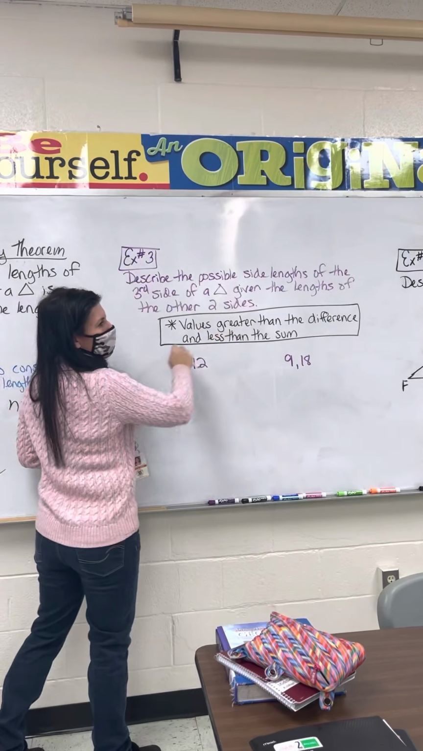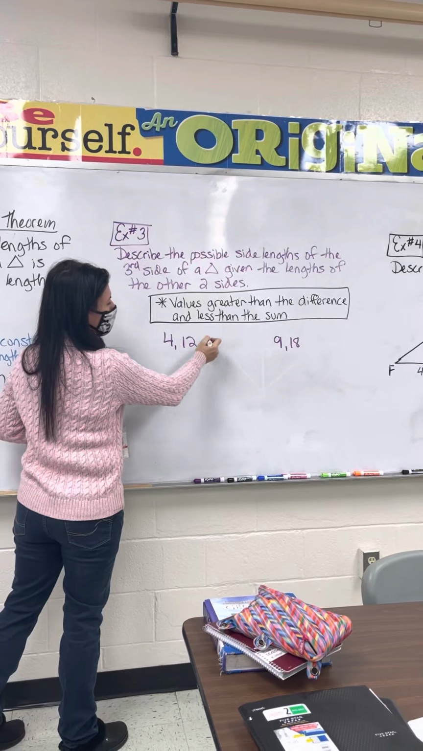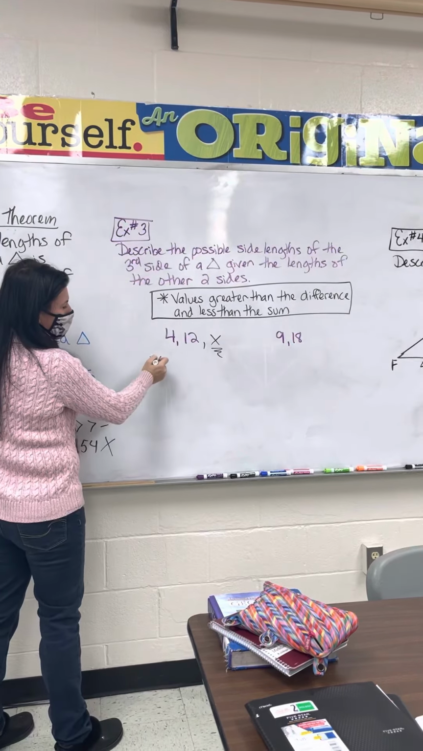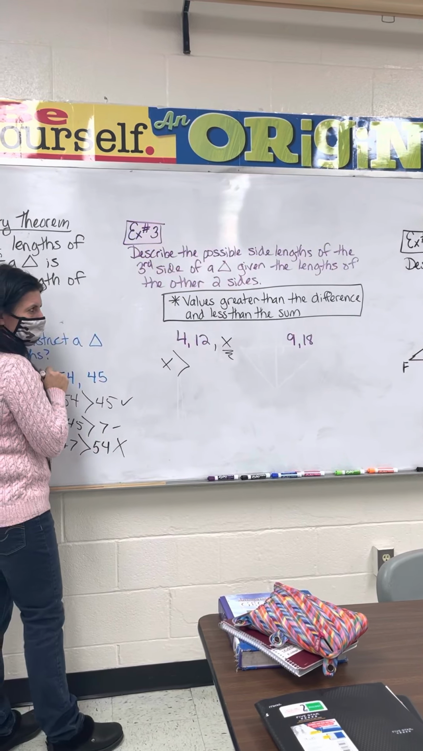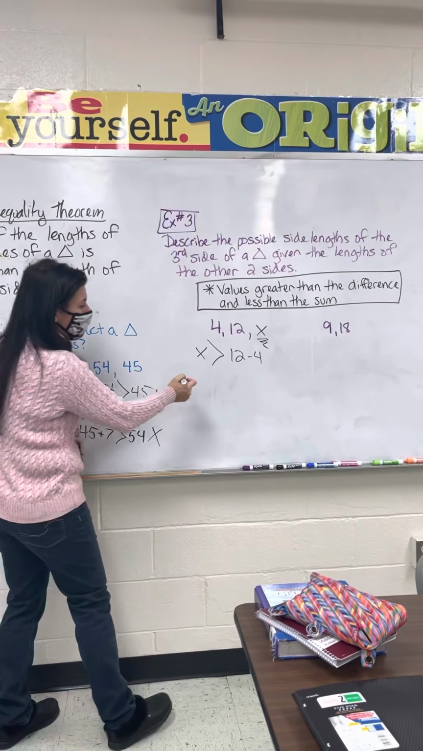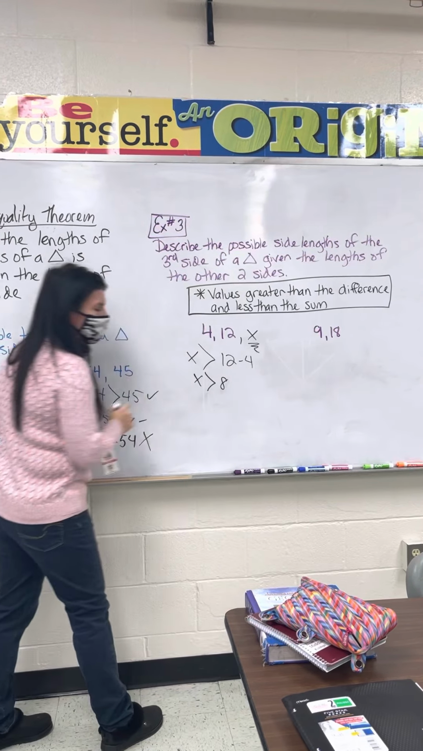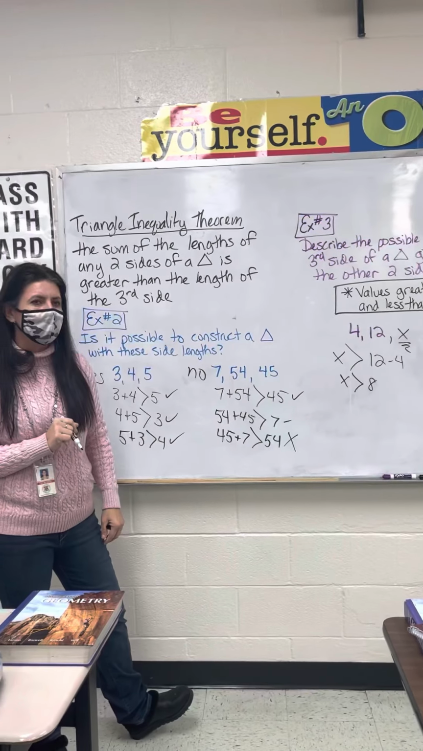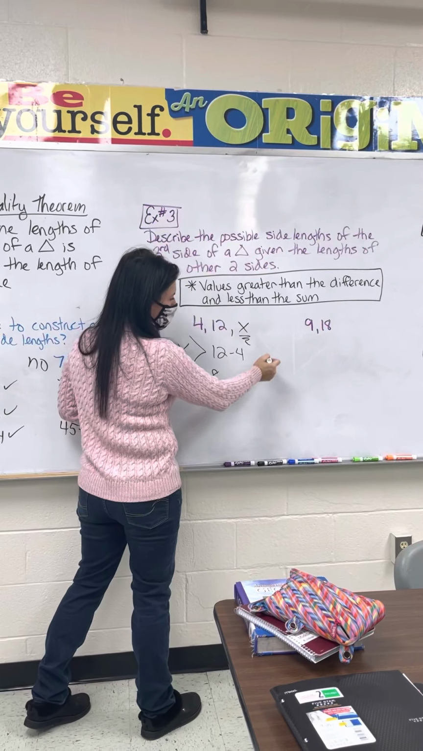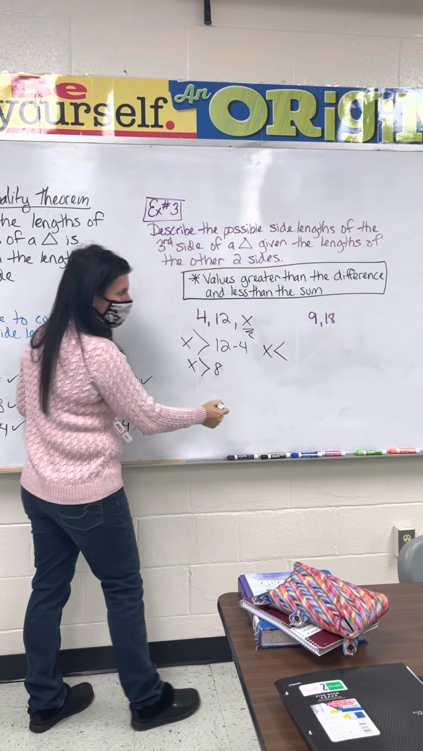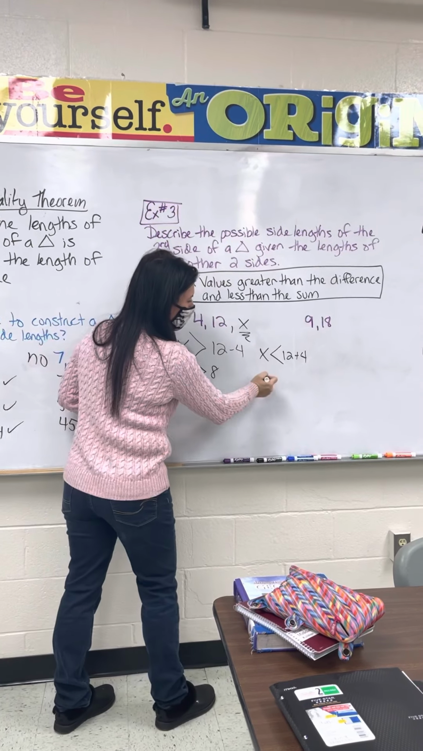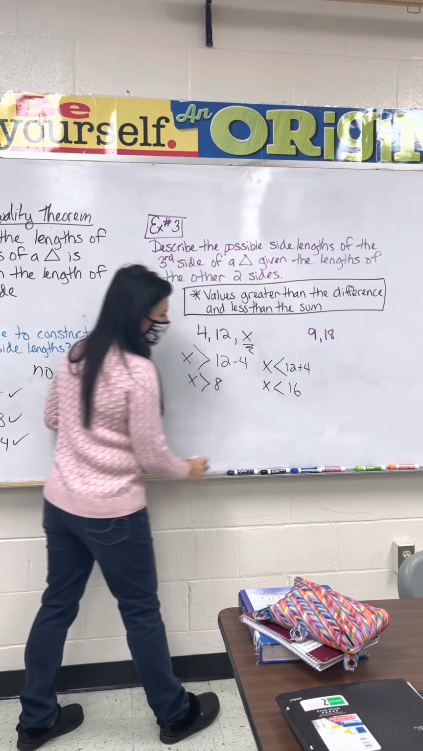Okay, so let's talk about greater than the difference. This unknown side, that third side, is what we're trying to figure out. So we can say x is greater than the difference, which is subtracting. So we know that it is bigger than 8. It can't be 8, but anything bigger than 8. And less than the sum. So we're going to do less than 12 plus 4. So x has to be less than 16.